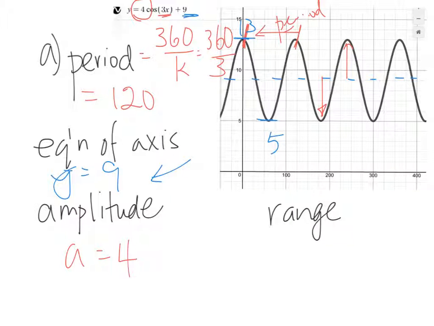The range is the distance from the very bottom to the top. So the lowest value is 5 that y can take, and the highest value is 13. So the range is between 5 and 13.